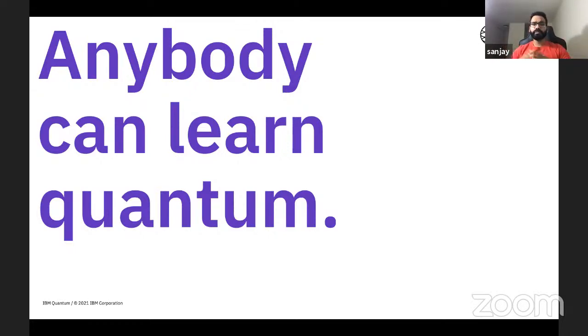It's accessible to everyone. There are a lot of resources out there, and it doesn't require that much effort. You don't have to be a physicist or know about all the spooky action and what the algorithms are doing. No, you can learn quantum computing. Anybody can learn quantum computing.